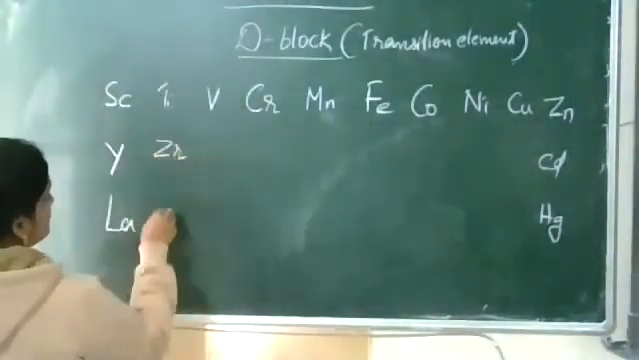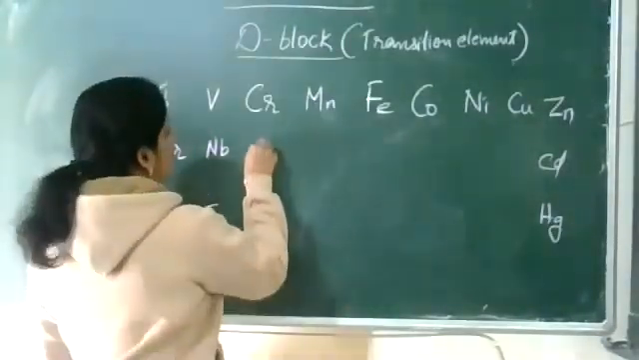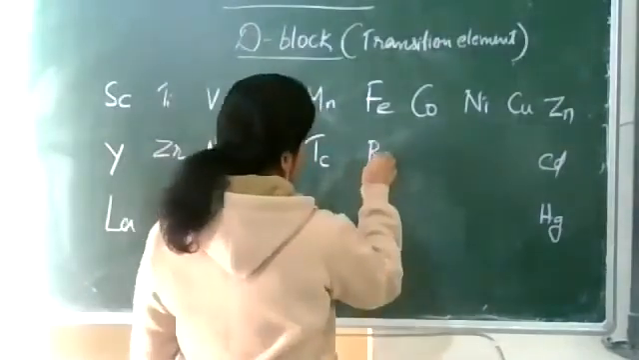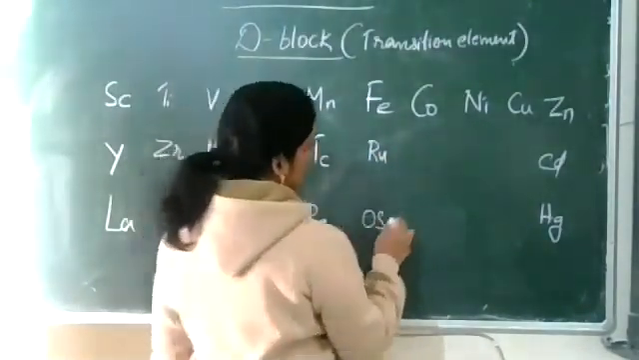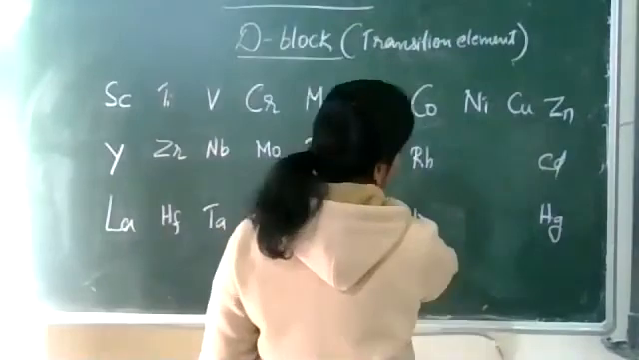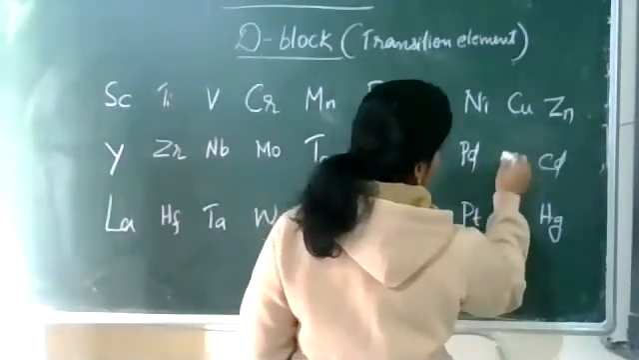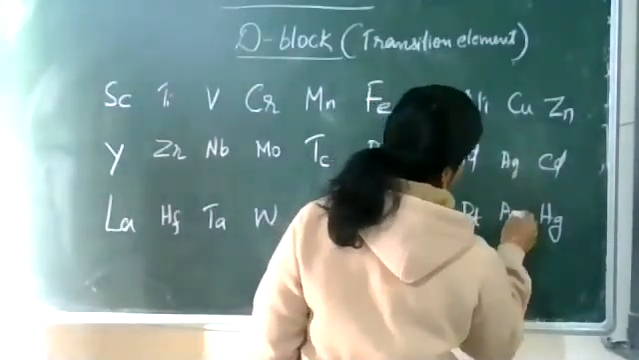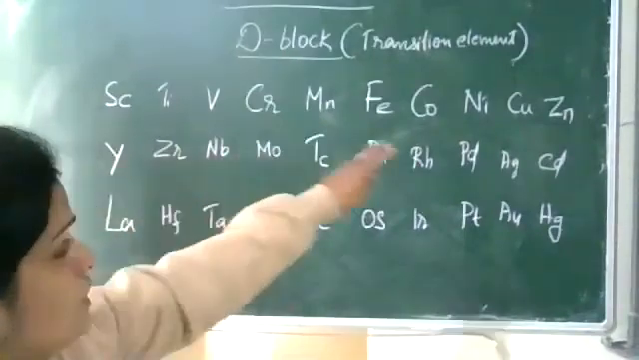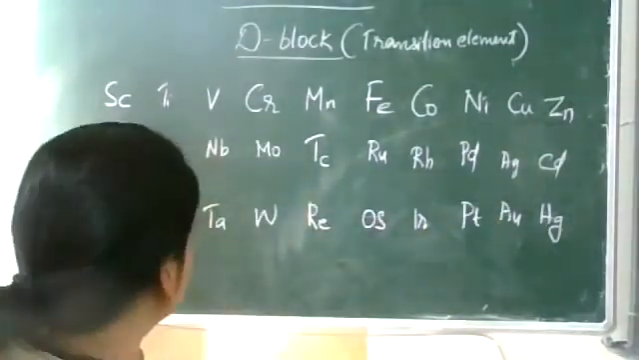Zirconium, hafnium, molybdenum, tungsten, technetium, rhenium, ruthenium, osmium, iridium, palladium, platinum, silver. So the first transition series is the 3D series, the second is the 4D series, and the third is the 5D series.